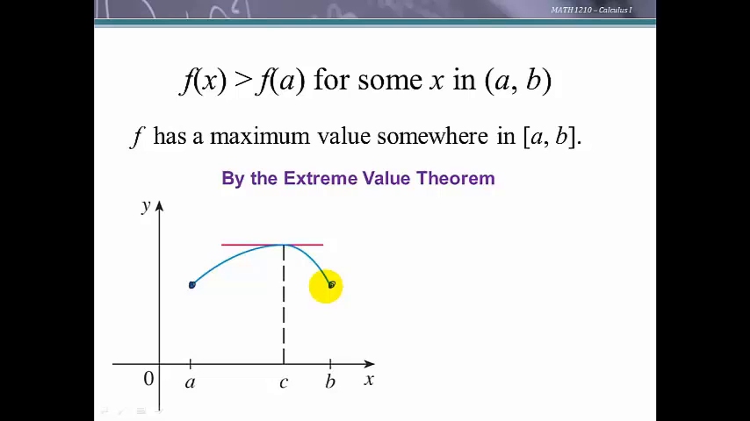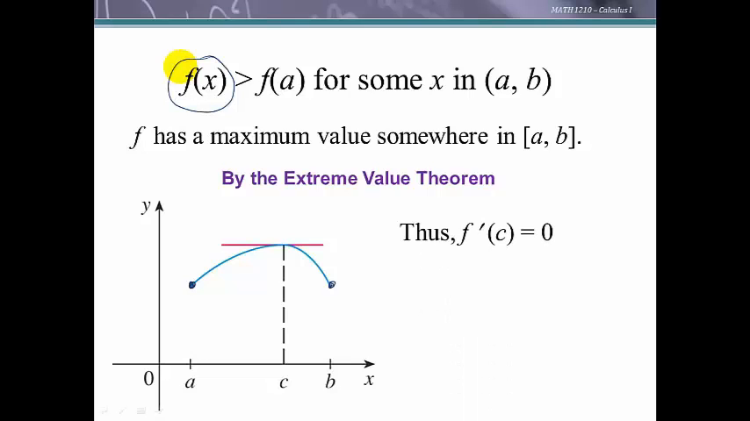Well, we know that that would have to happen at a place where the derivative is 0, the derivative doesn't exist, or at an endpoint, because of the extreme value theorem. Well, it's not going to happen at an endpoint because we said there is somewhere where the function value is greater than the endpoints, so it's got to happen somewhere between a and b, and so there does exist a c such that that is true.